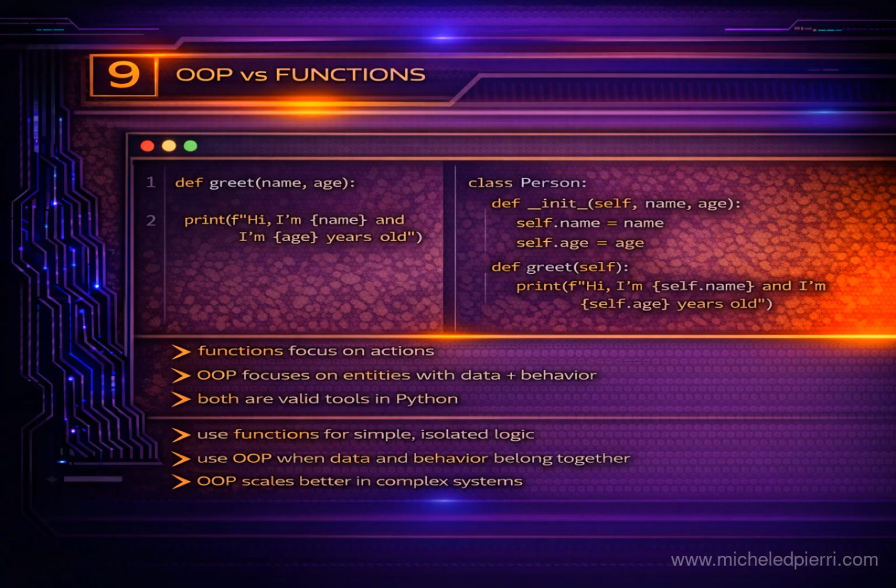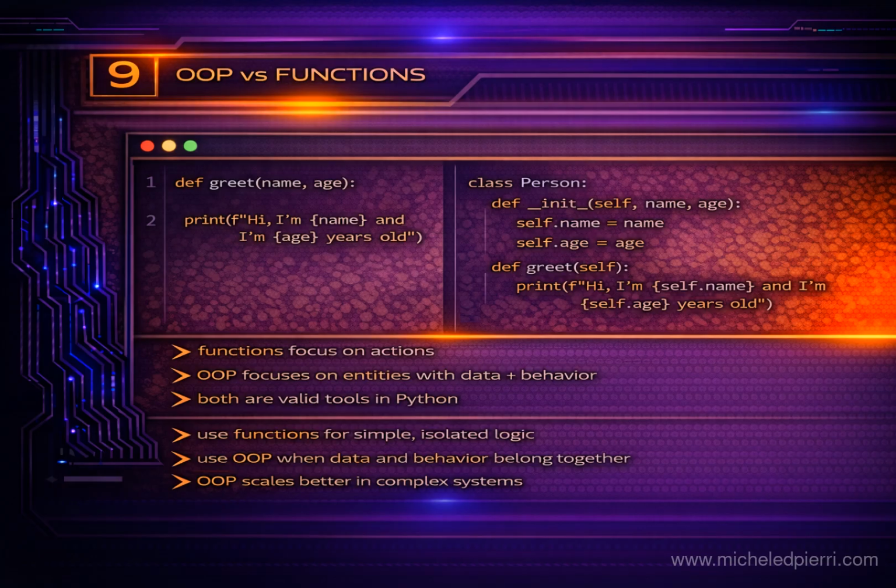This slide shows the core difference in mindset between functions and object-oriented programming. A function is usually about an action. You pass inputs in, it performs a task, and it produces an output or a side effect. That approach is perfect when the logic is simple, isolated, and does not need to remember anything beyond the current call. Object-oriented programming, instead, is about modeling entities that have both data and behavior together. The key idea is that when data and the operations on that data naturally belong together, you can bundle them into a class. That gives you structure, consistency, and a place where responsibilities live.